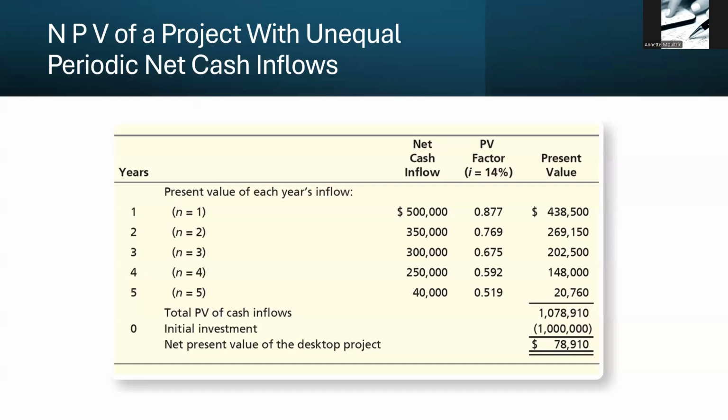Okay, so in other words, they have to go year by year to compute the present value. The net cash inflow received in year one is discounted using the present value factor of 14%. And from year to year, starting from year one to year five, you see that the computation is different because you're basing it on the net cash inflow.